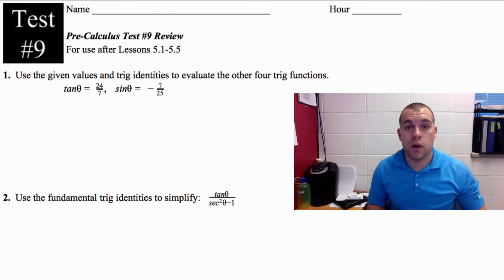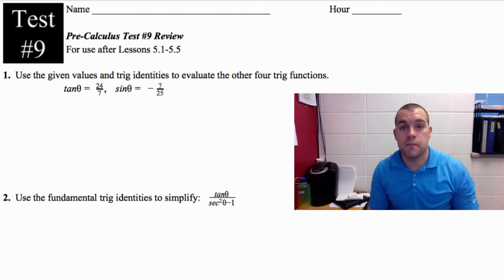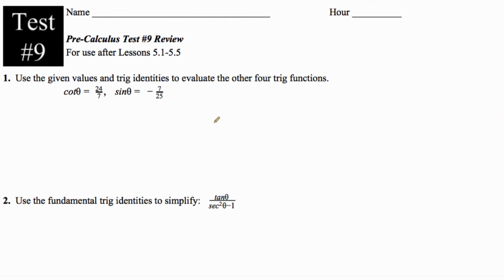In this video we're going to be running through the review for test number 9. Taking a look at problem number 1, we're given a cotangent value and a sine value. We want to go through and find the values for our other 4 trig functions. 2 of them should be pretty easy to find by just doing reciprocals.